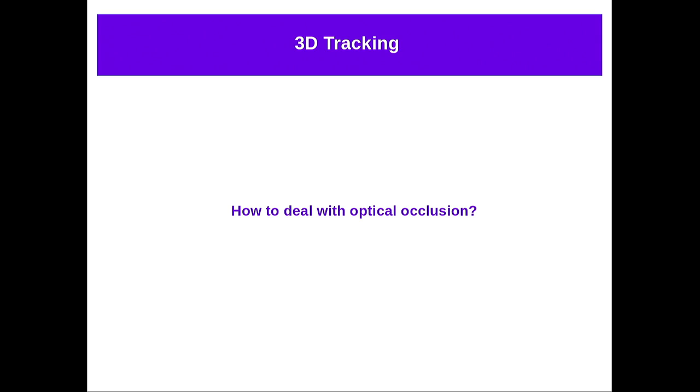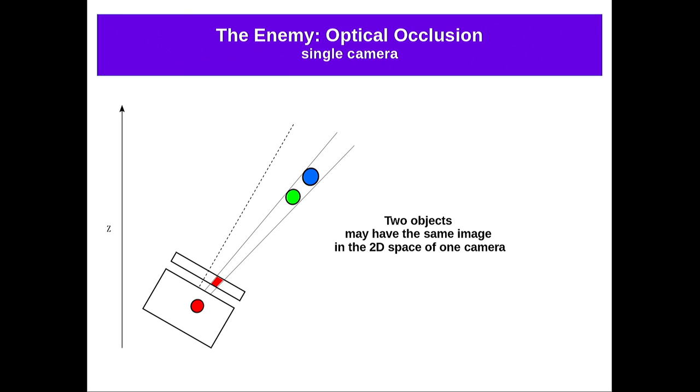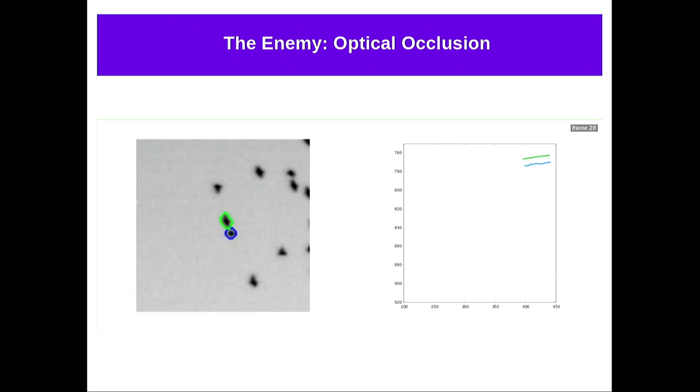So the main issue of all 3D tracking methods is how to deal with optical occlusion, which occurs every time that two objects are on the same optical line of one camera, so that their image is the same on the camera. And when this happens, you completely lose the identity of the objects you're looking at. This is what happened in this case, where the blue and the green birds are separating at the beginning.